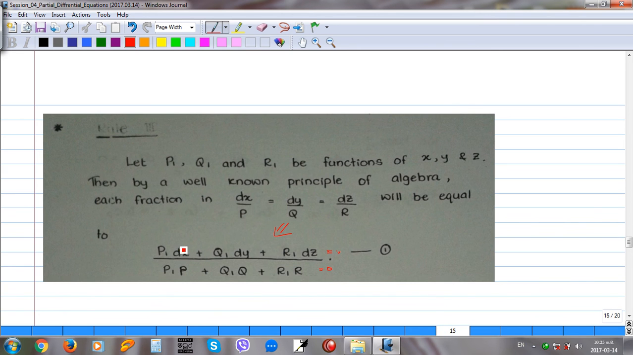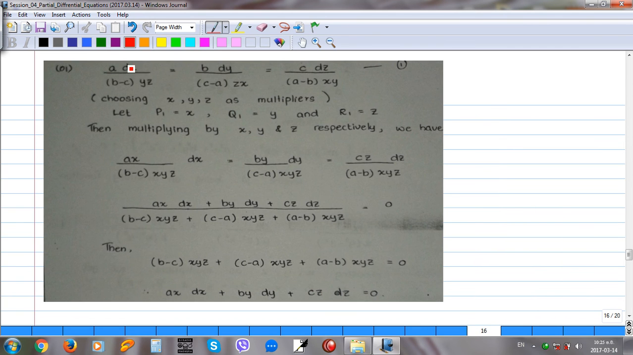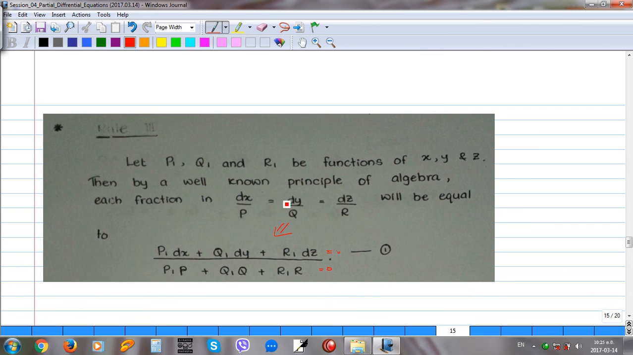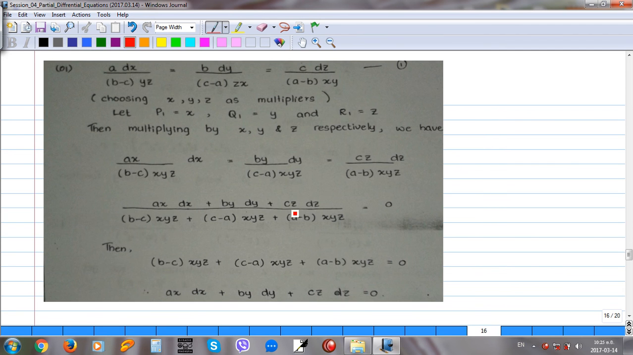According to this equation, we have to create p1 over p, and then it can be reduced to that form. For that, first we have to choose the multipliers x, y, z. So I am multiplying this by x and dividing by x, no harm to the equation. This one multiplied by y, divided by y, no harm. This one multiplied by z, divided by z.